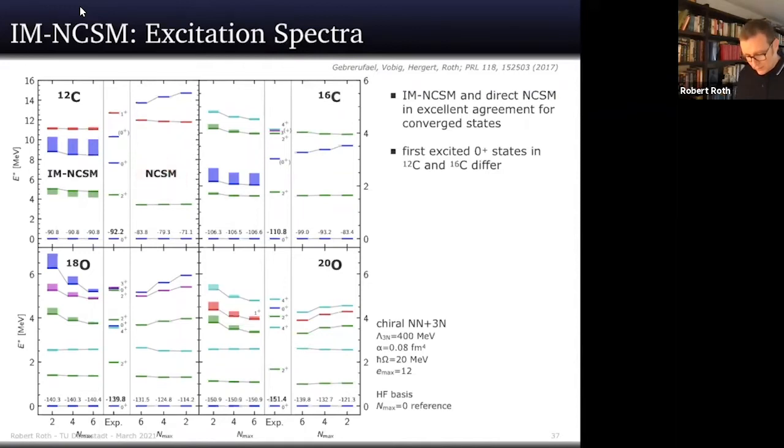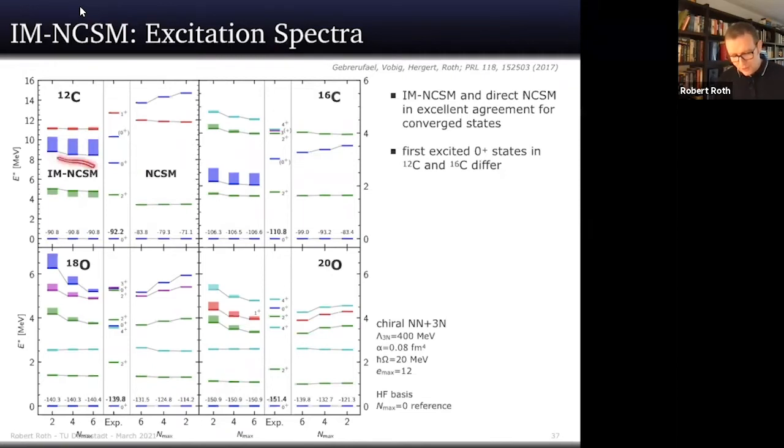And here is now just a little side-by-side comparison for different carbon and oxygen isotopes. If you just compare the right-hand panel for the NCSM and the left-hand side for the in-medium NCSM, whenever the NCSM results are stable, you have a pretty good, or we would say excellent, agreement with the in-medium NCSM calculations. There are some exceptions, some states which move quite a bit. For example, the 0+ here in carbon-16, that's somewhere completely different. And also this 0+ in carbon-12.